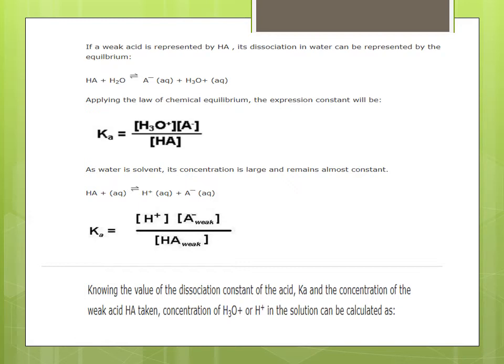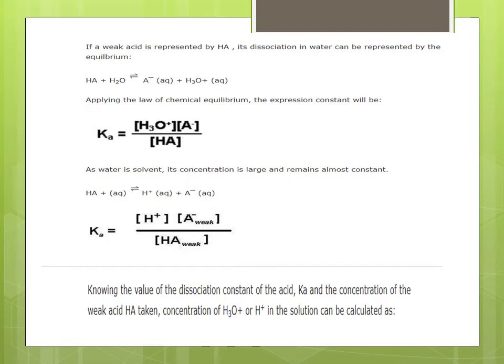If a weak acid is represented by HA, its dissociation in water can be represented by the equilibrium HA plus water gives A negative and H3O positive. Applying the law of chemical equilibrium, the expression of the constant will be Ka is equal to H3O positive and A negative upon the molar concentration of HA. As usual, the method is the same for writing an equilibrium constant. As water is the solvent, its concentration is large and remains almost constant. So here water is not shown.